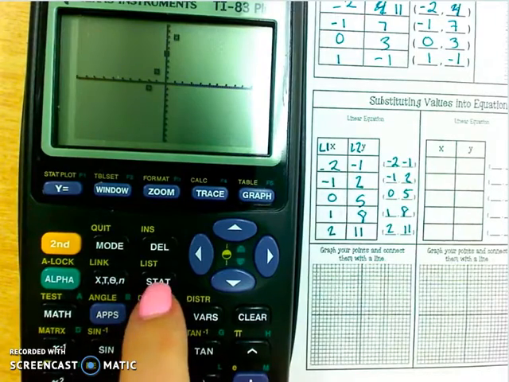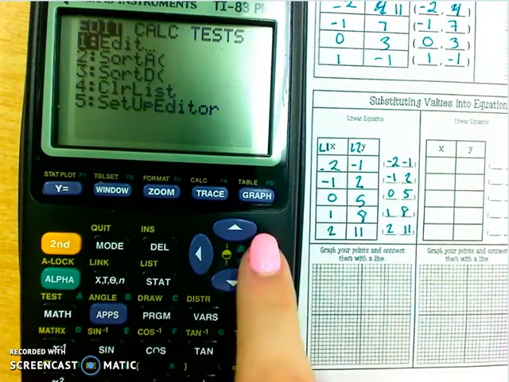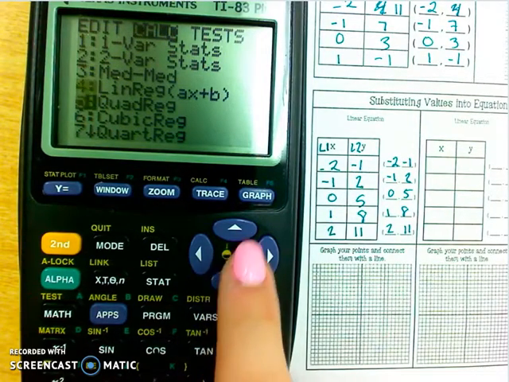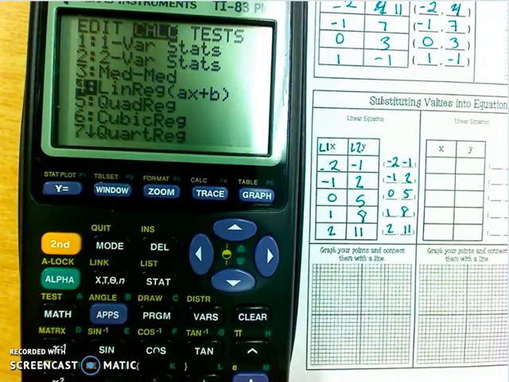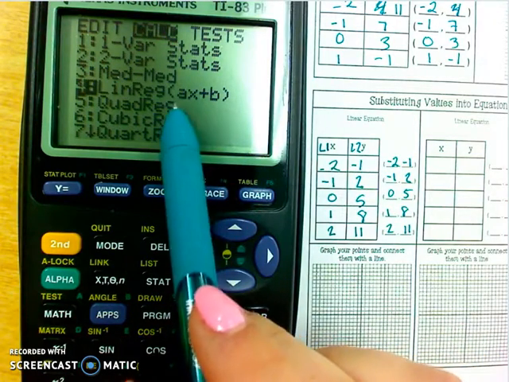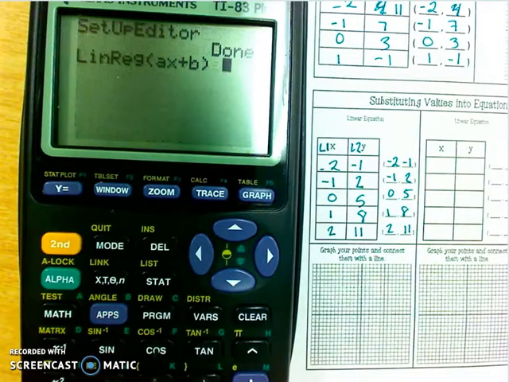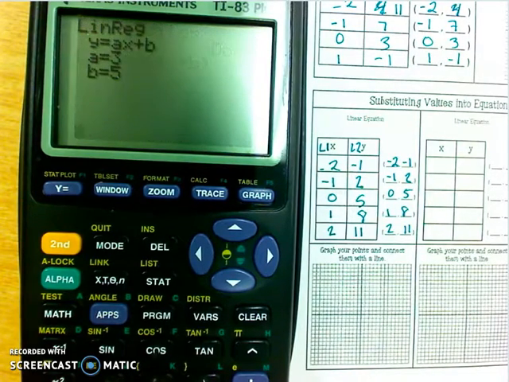So you're going to go back to stat, and you're scrolling over to calc, and number 4 is the line reg, that ax plus b, and that's what we know it looks like y equals mx plus b. We're going to click enter to select it and enter to find it.